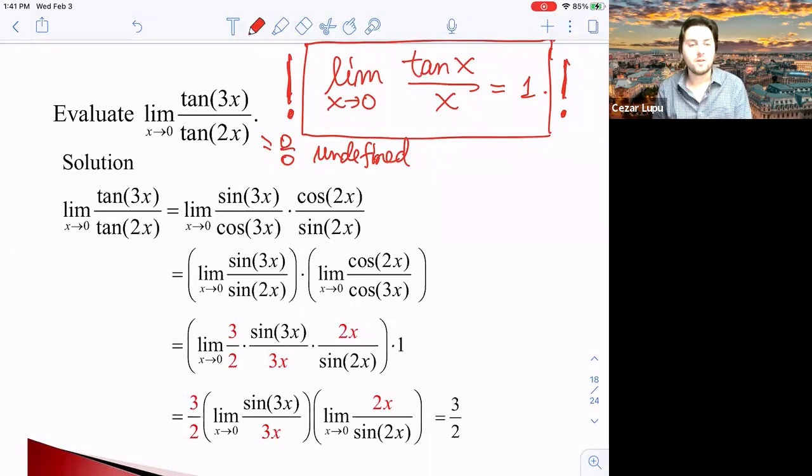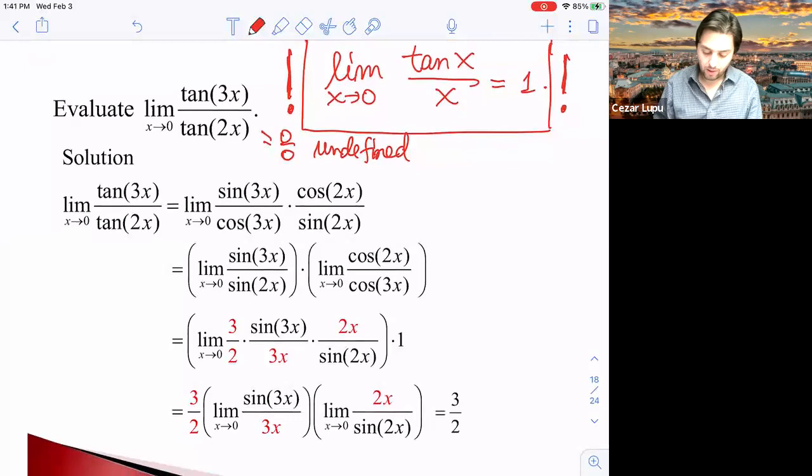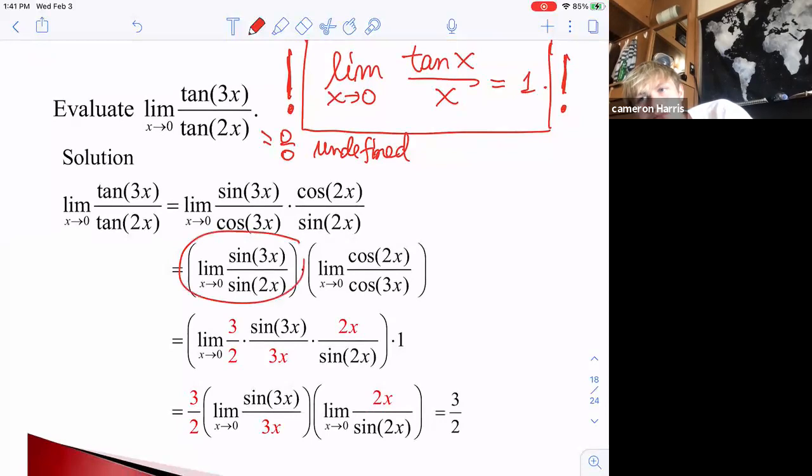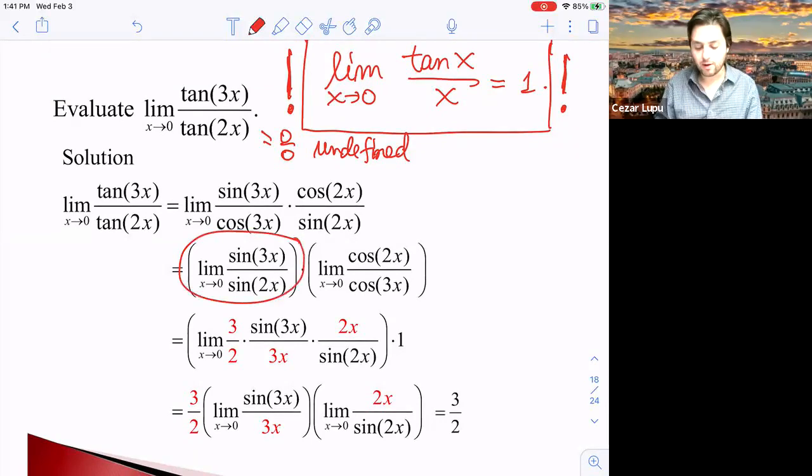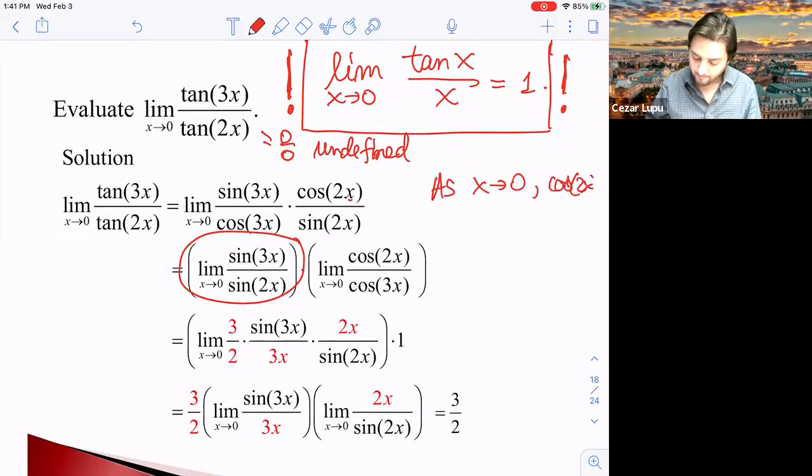So once again, here I can write the tangent as sine over cosine. Once I do this, I apply the fact that the limit of the product is the product of the limits. And then I'm dealing with each limit here. As x approaches 0, cosine of 2x approaches 1, and cosine of 3x will approach 1.